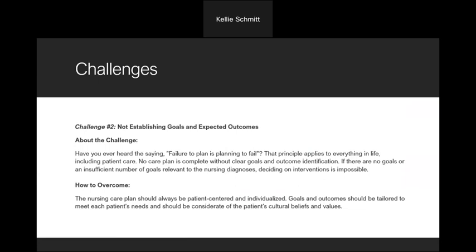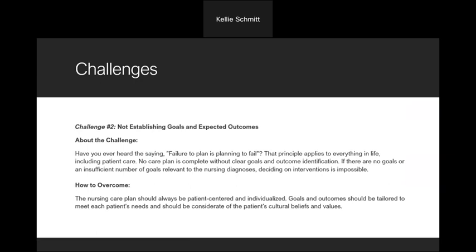But if we don't establish goals and expected outcomes, no plan is complete without clear goals and outcome identification. If there are no goals or an insufficient number of goals relevant to the nursing diagnosis, or deciding which intervention is needed, we may become stuck.